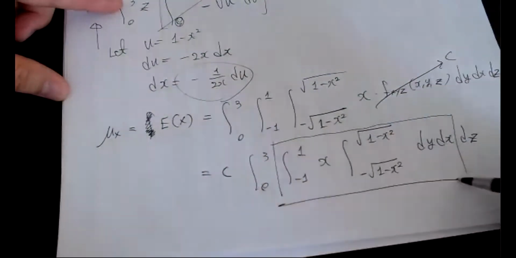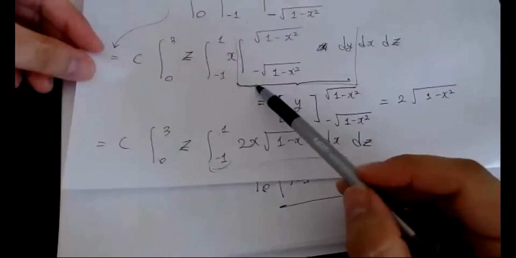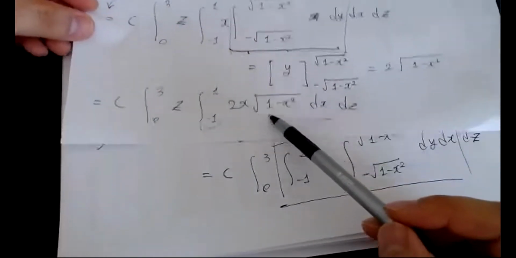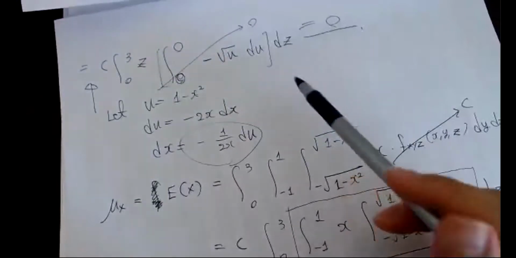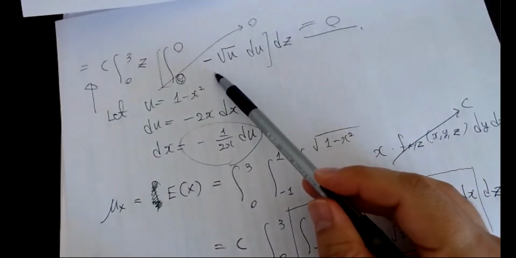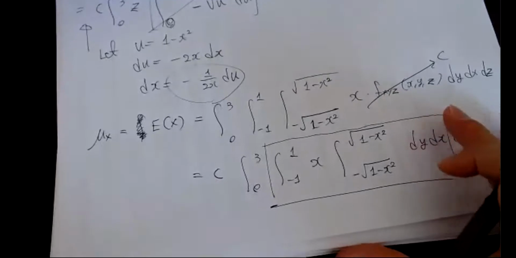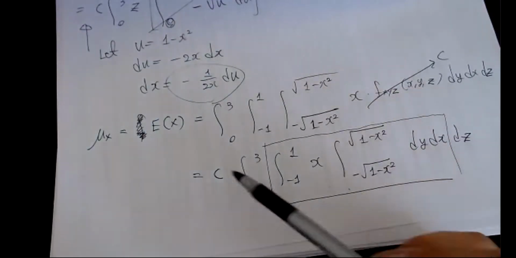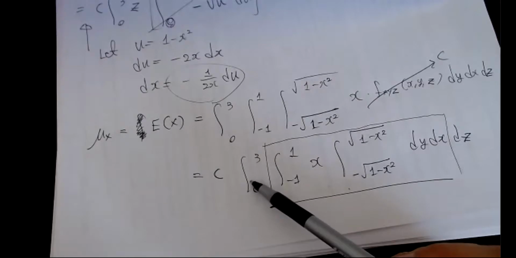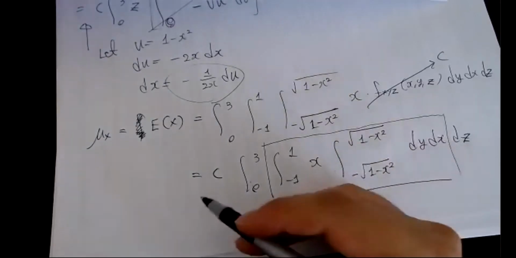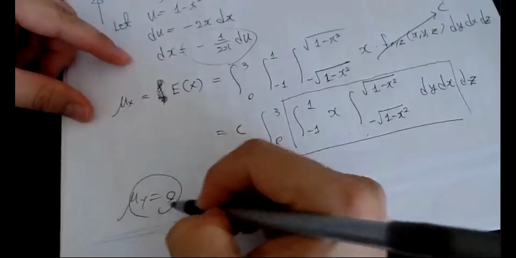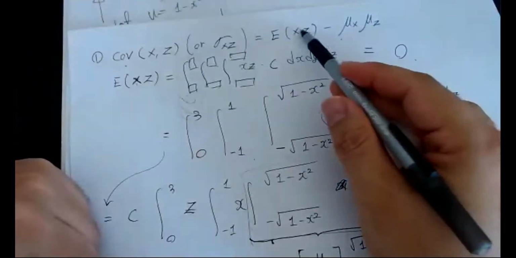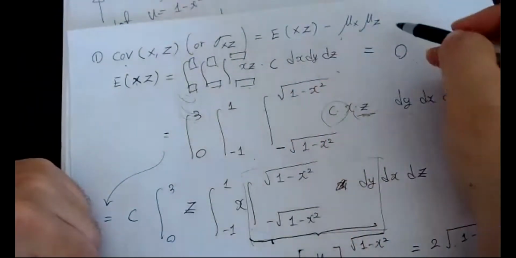But we already calculated this, right? What was this? That turns out to be 0, right? Remember that? You compare this. We calculated this, so it turns out that what? 0, right? So here, this one is 0. So c times the integral of 0 with respect to z is what? 0. Similarly, mu y is also 0. So now the covariance must be 0. Covariance, this is 0, this is 0, so 0 minus 0 times 0 is 0.